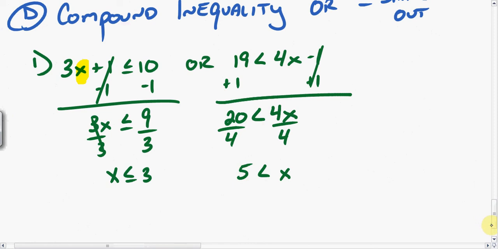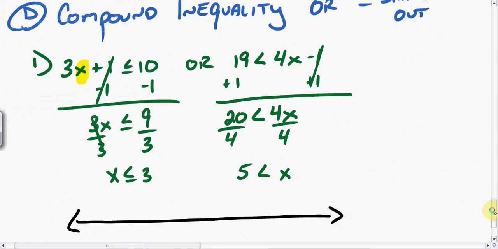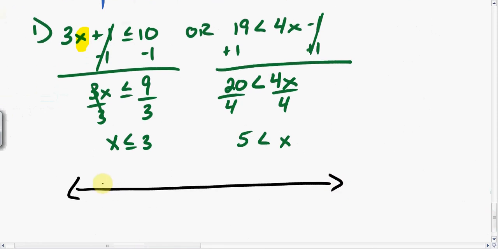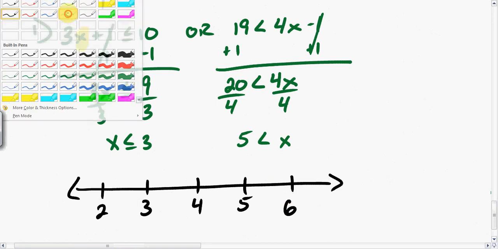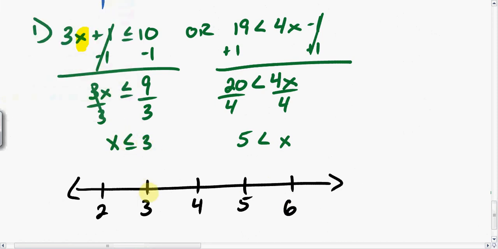So the last step here is to graph them. So we've got 2, 3, 4, 5, 6. So I've got x is less than or equal to 3, so I've got a closed circle here. 5 is less than x, open circle here. We know the OR shades out. And we'll look at the logic of this in a second, but this is a nice little shortcut. And in or out. So let's think about it.